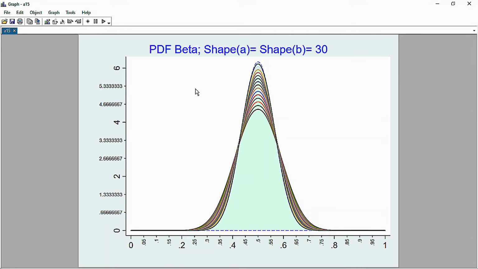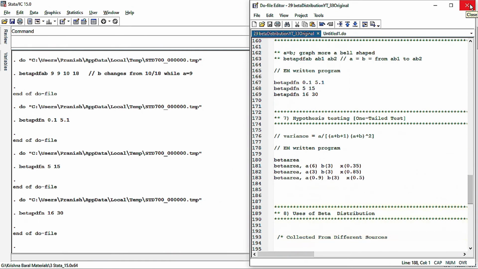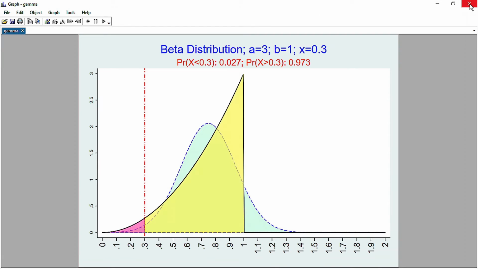So the domain of the beta distribution is actually from 0 to 1, the interval of 0 to 1. Now let us see a program called beta area. Econometrics Melody has written it, and this is useful for hypothesis testing. So the shape parameters a and b are 3 and 1 respectively, and we want to test the hypothesis whether the value of x is less than 0.